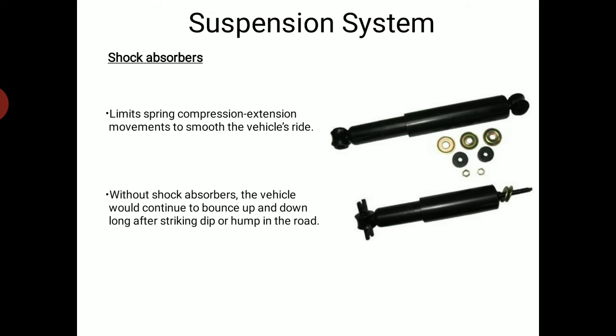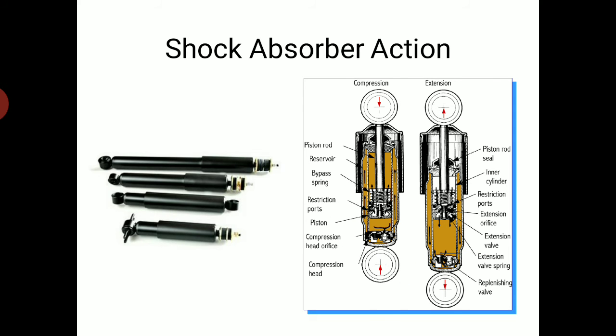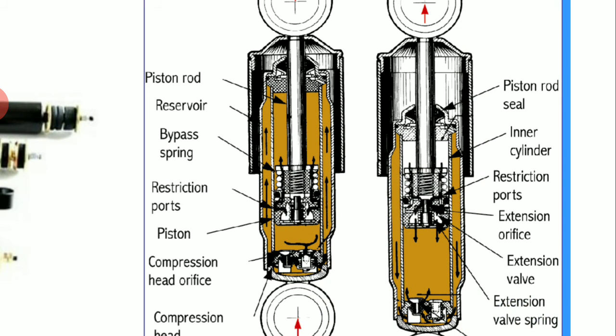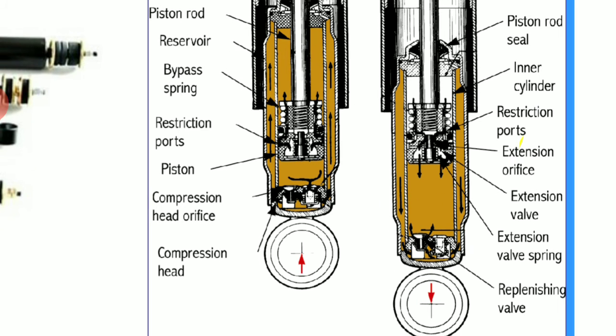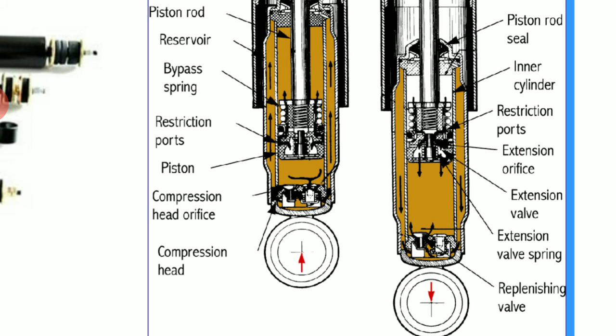So, suspension shock absorbers. This is what shock absorbers look like. They limit spring compression and extension movement to smooth the vehicle's ride. So you can see the shock absorber action. You can see the piston, rod, reservoir, bypass spring, restriction ports, piston, compression head orifice, and compression head.